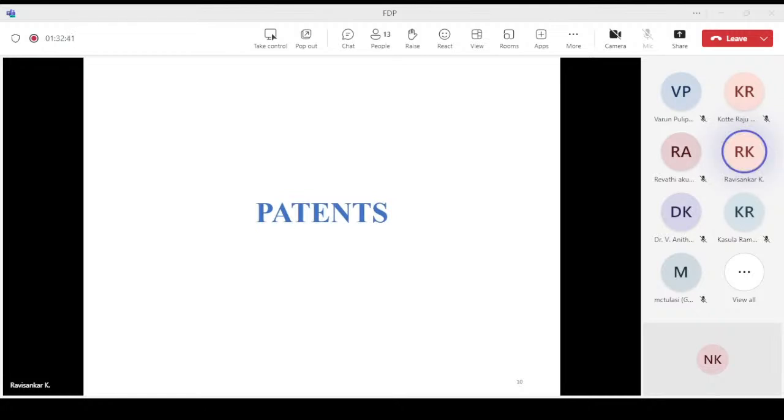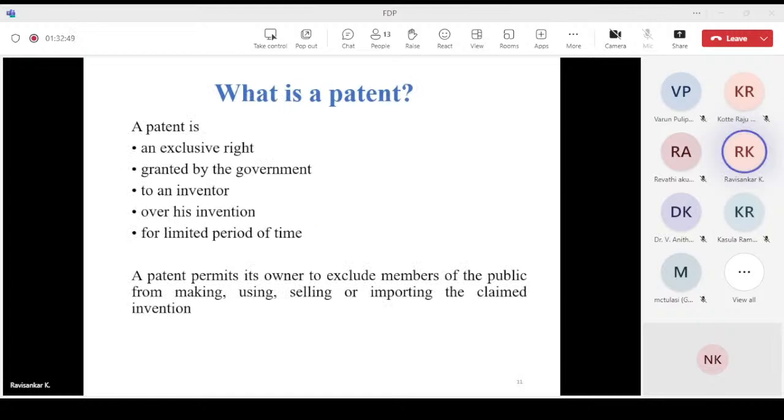So as I said earlier, I will just go through only the patents, and you might be knowing brief information about the introduction about the patents, but I will just go through a few slides fast. As you know, the patent is an exclusive right granted by the government to an inventor over his invention for a limited period of time. The patent permits its owner to exclude members of the public from making, using, selling or importing the claimed invention.